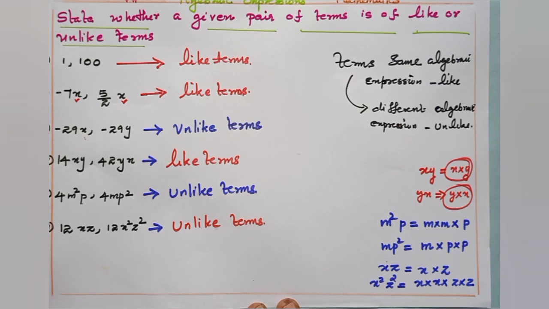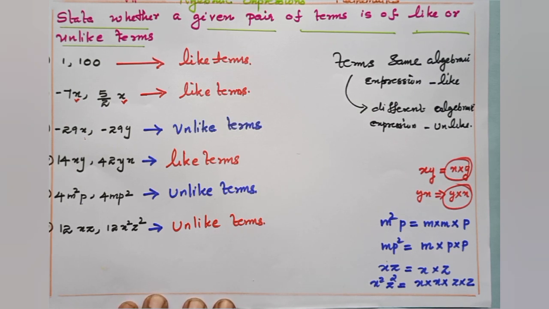Okay, clear to all of you? The like terms and unlike terms. Algebraic expressions that contain the same variable or the same constant term are like terms, and those with different variables or different powers of variables are unlike terms.